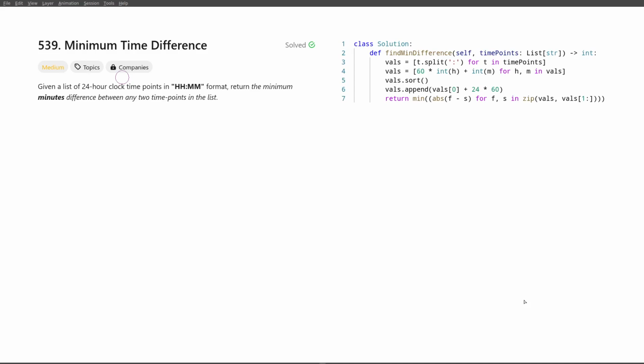Hello everyone, today we'll talk about the solution to the problem minimum time difference. We're given time represented as hours, minutes. We have to return the minimum difference between any time points.